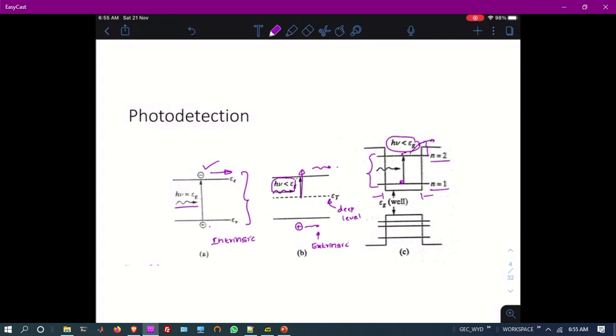So these are the three ways in which photo detection can happen, and all three ways involve the photon energy being absorbed, the electron moving to the higher energy state by separating itself from the photon, and going to the external circuit constituting the photocurrent.